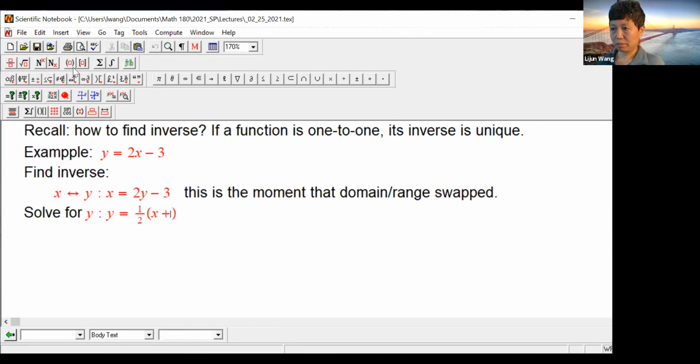X plus 3, isn't it? Is that right? So if this is the function, and this will be the inverse.